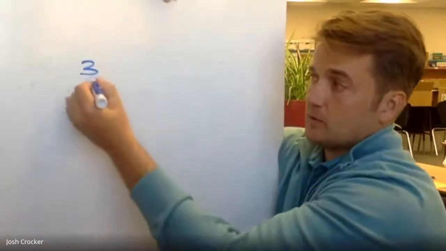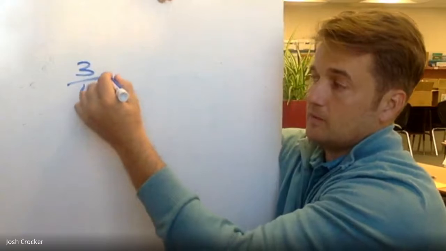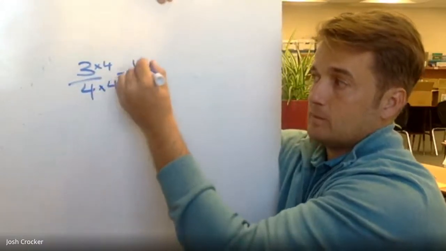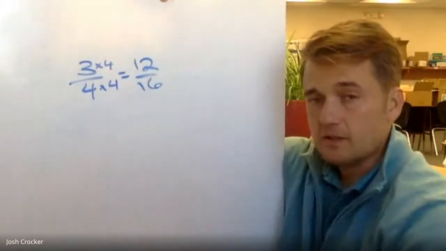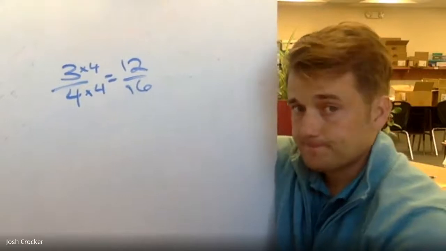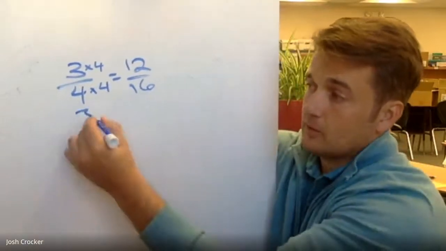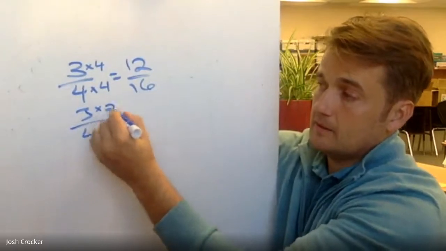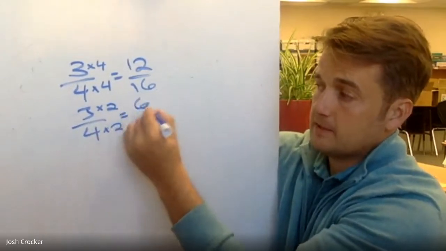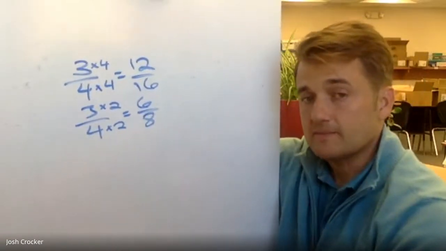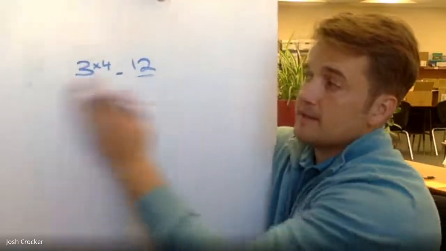I could take any fraction in the world, 3/4. Going to multiply by 4. 12/16. Those two fractions are equivalent. 3/4 times 2 is 6/8. Those are all equivalent. So multiplying top and bottom by the same number will get you an equivalent fraction.